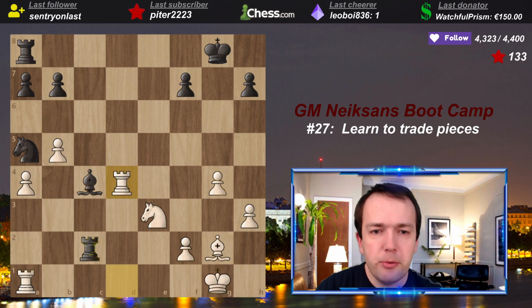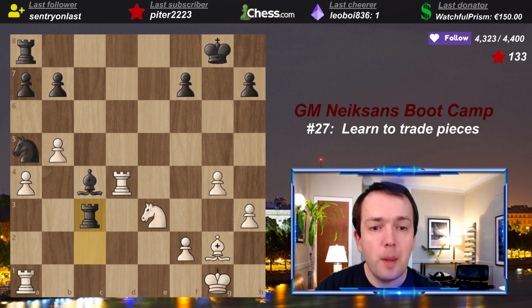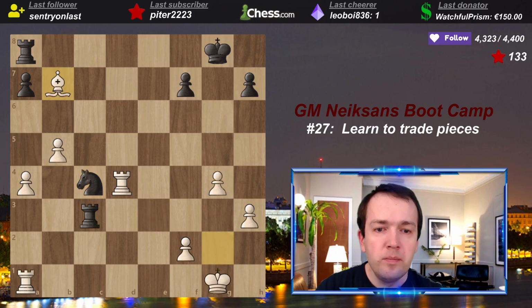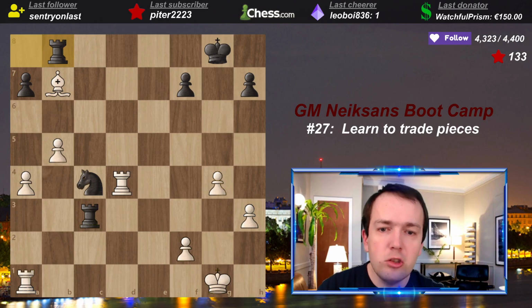Captures. The only move is rook c3. And again, we simplify the position. A couple of pieces less, fewer things to worry about. Take the second pawn, rook b8, and all we need to do here is not to blunder anything.